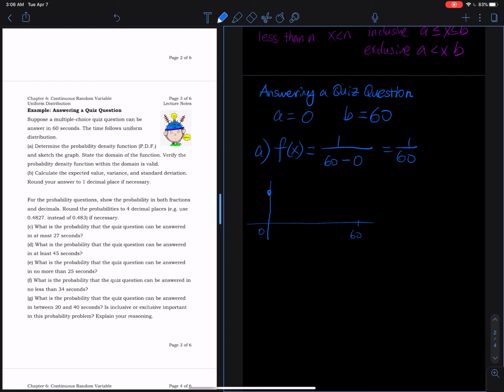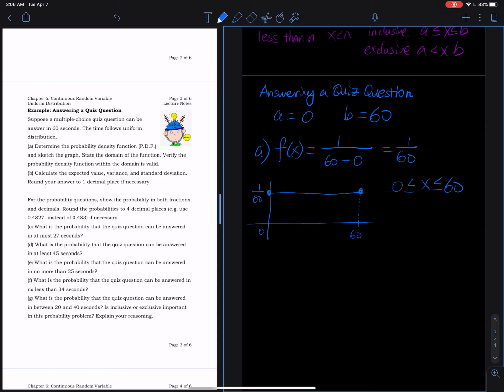So we have a point at 0, we have a point at 60. Since the slope is 0, we have a horizontal line. And then the height of this rectangle is 1 over 60. And then what is the domain? The domain is x is between 0 and 60, including these two numbers.